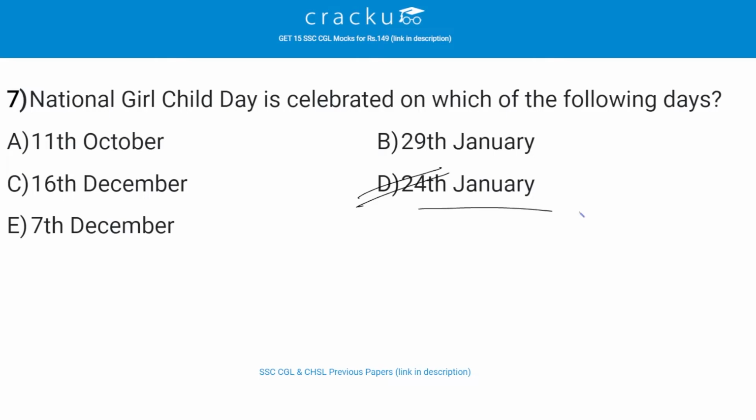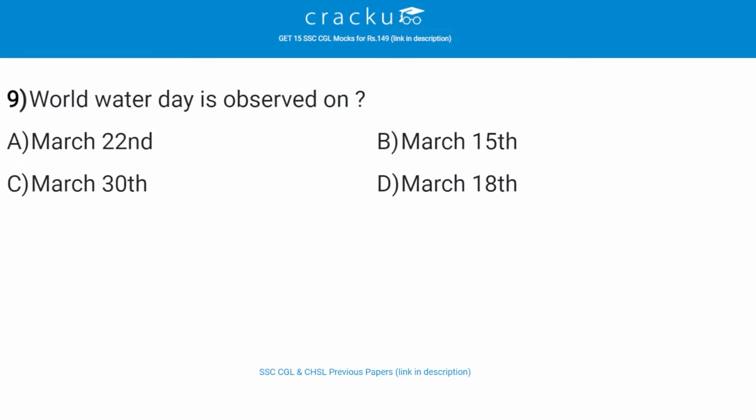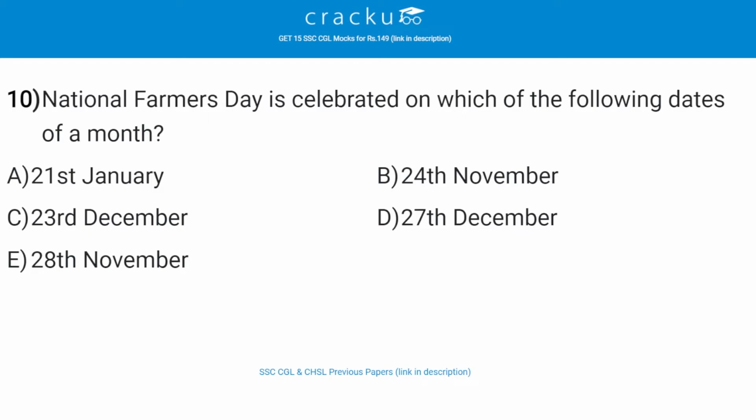and respected. World Cotton Day is celebrated on which of the following dates of a month? The correct answer is D, that is 7th October. World Water Day is observed on, the correct answer is A, March 22nd. National Farmers Day is celebrated on which of the following dates of a month? The correct answer is C, that is 23rd December.